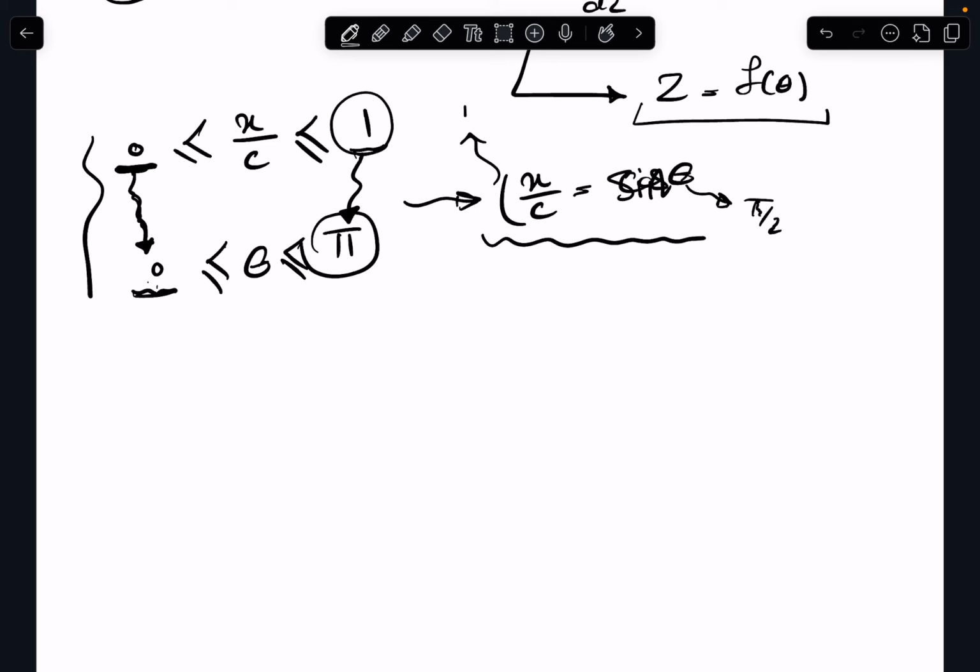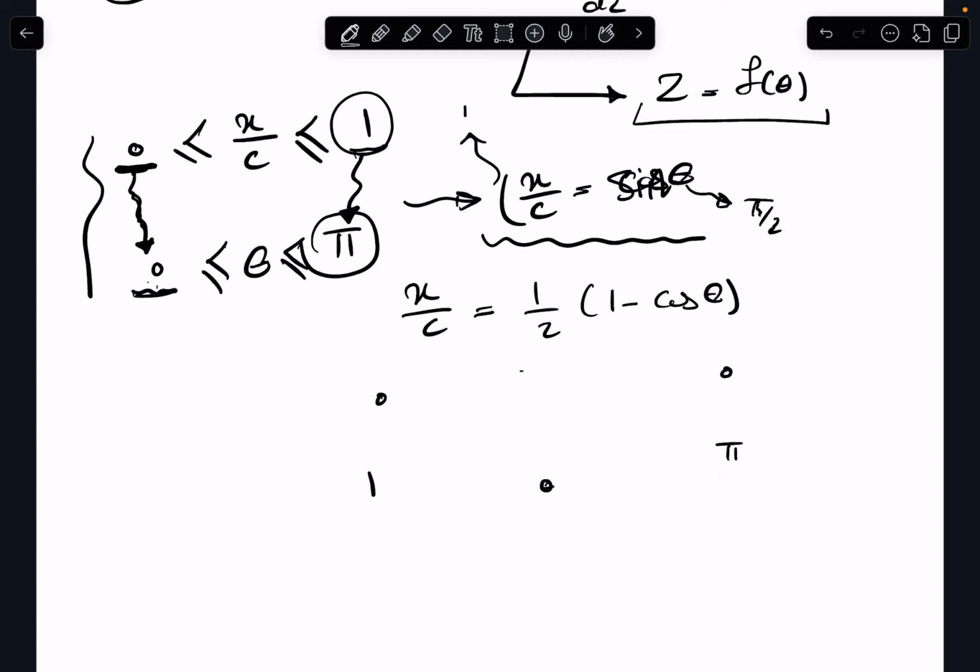Okay? So what should you do? Let's write this transfer function. x over c equals 1/2 times 1 minus cosine of theta. For x over c of 0, theta is going to be 0. And for x over c of 1, theta is going to be pi. Which means that we have found our correct transfer function.